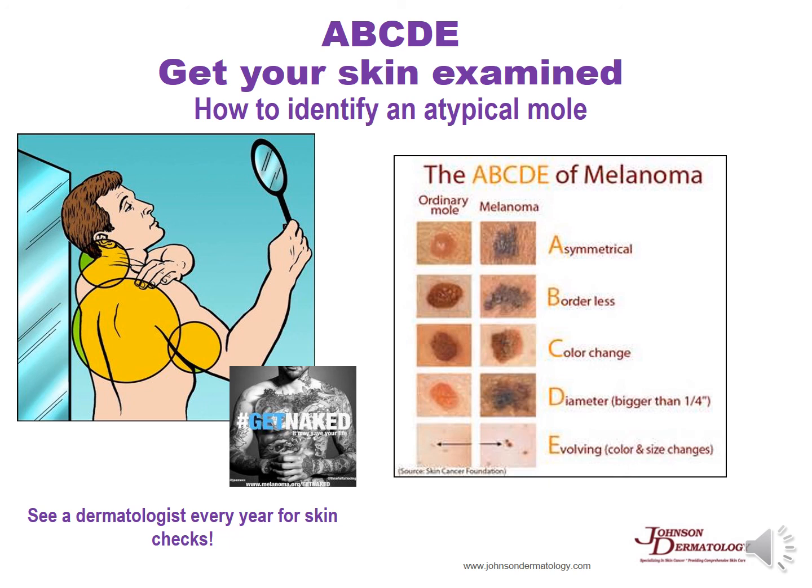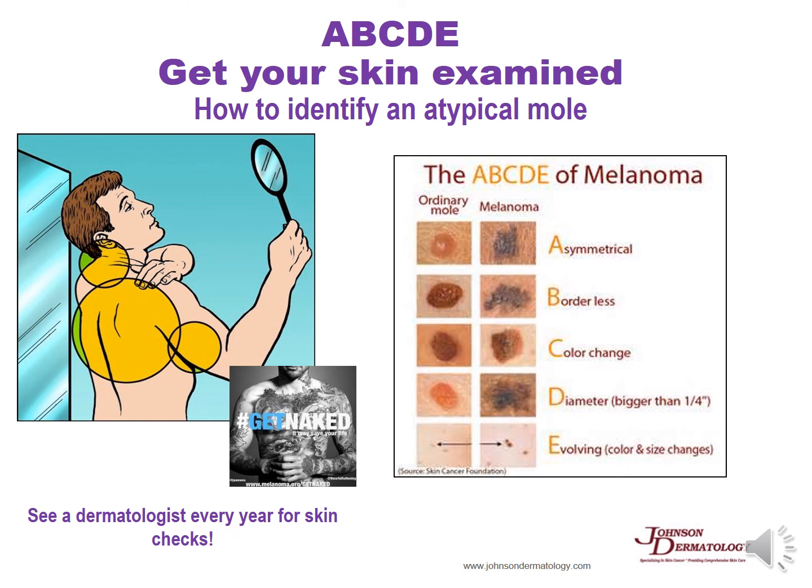The next one is color change. Your moles should be one solid color. So it could be flesh colored, pink, light tan, dark tan, or black. But it'll be one solid color. You're not going to have part of it that is tan and part of it that's black.